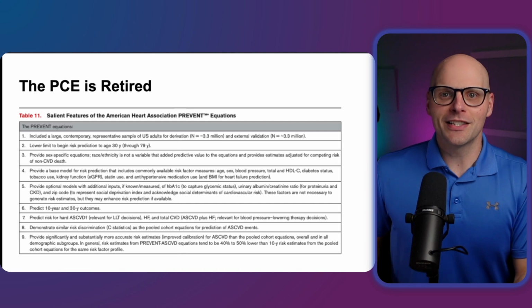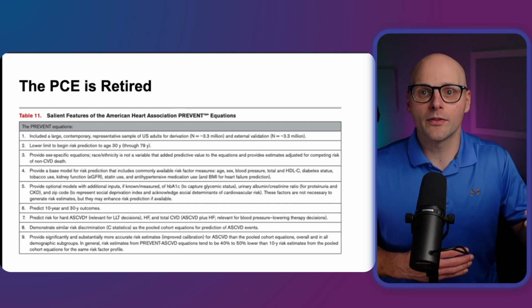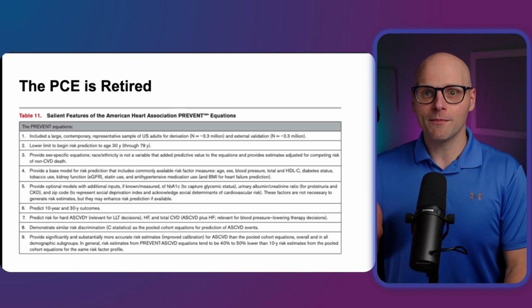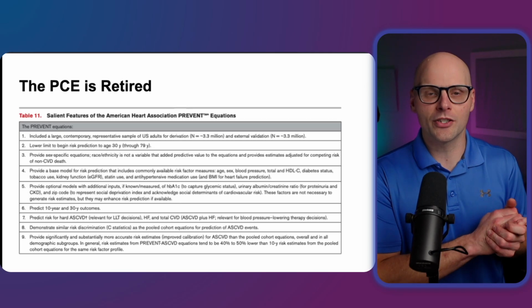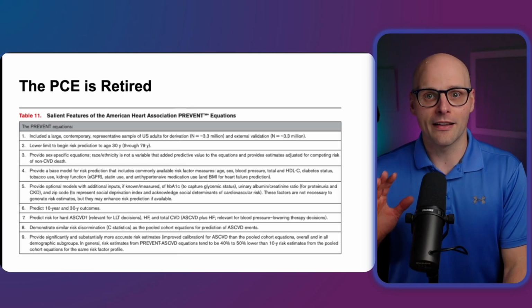So first, it's very large. There's a lot more representation. It's 3 million adults that are more reflective of the diversity actually here in America. Next, they lower the age limit to 30 instead of 40. And it also provides sex-specific equations, but they've also removed race or ethnic variables as well. So they say, hey, they got rid of those.